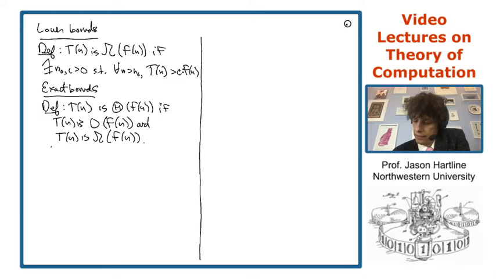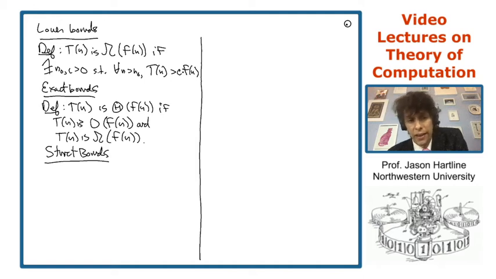Finally, we'll give two strict bounds. We'll give strict upper bounds and strict lower bounds. And these strict bounds are for saying that our function T of n grows strictly slower than or strictly faster than some function f of n.